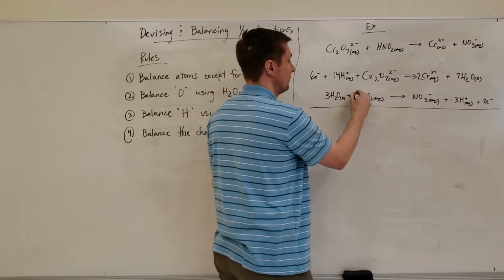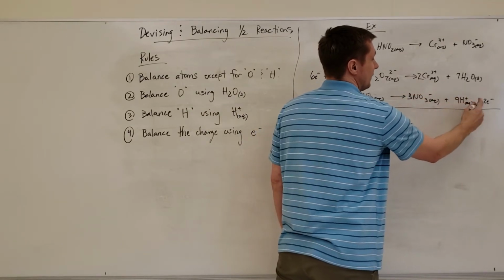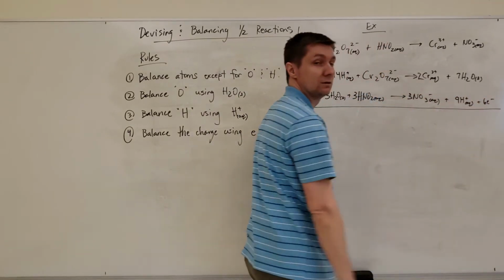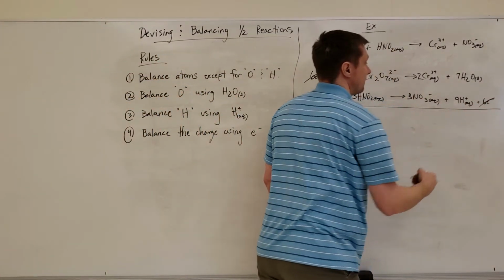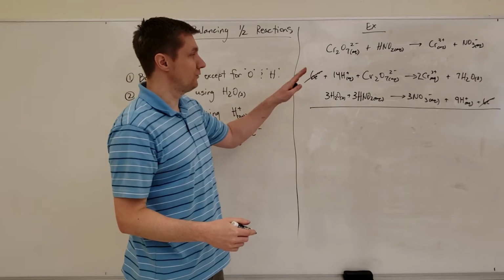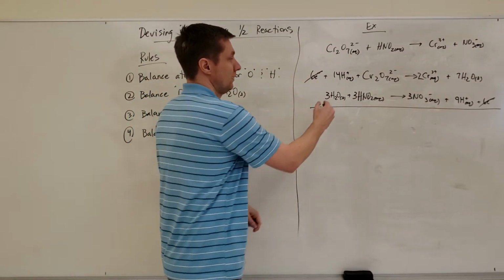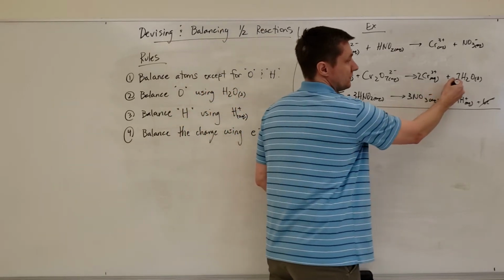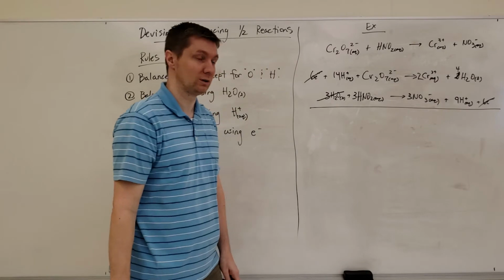So times this by 3, 3, 3, this is a 9, and that becomes a 6. Now my electrons cancel. And a few other things cancel out as well. You'll notice that I've got 3 waters over here. Those 3 waters are going to cancel out with 3 of the 7 waters that I have. So I'm going to have 4 left over.